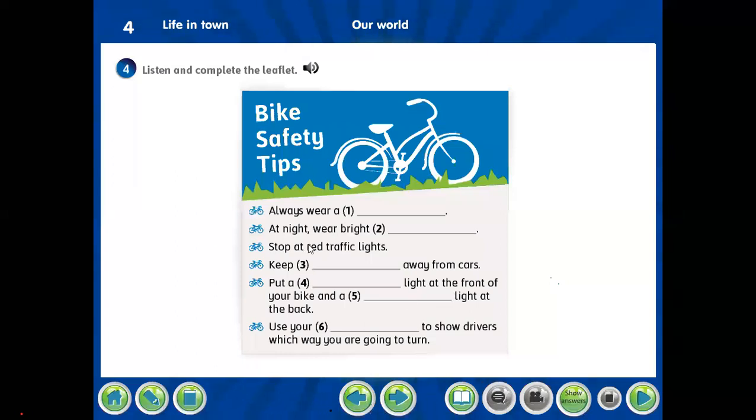Gonzalo, what number, my friend? Teacher, the number 1. Okay. Always wear a helmet. Helmet, very good. Luana, what number, please? Teacher, number 5. Okay.